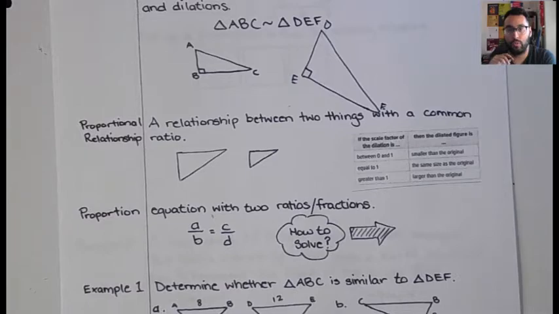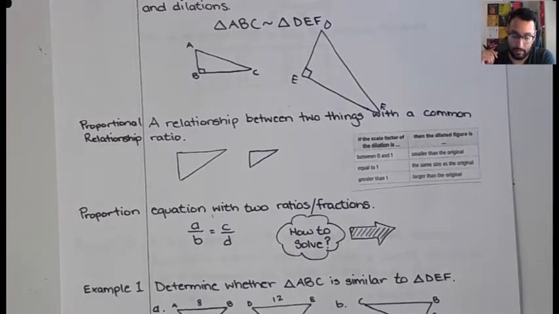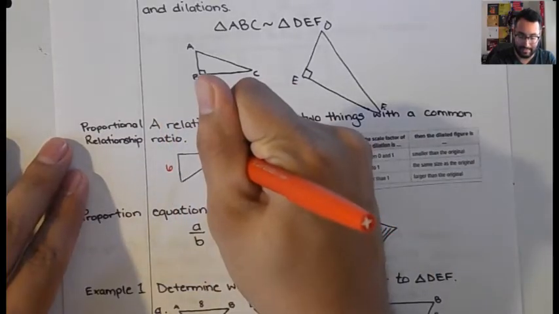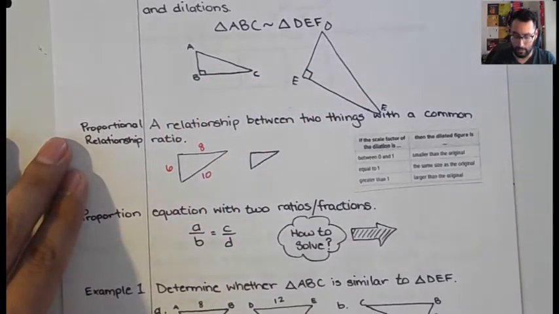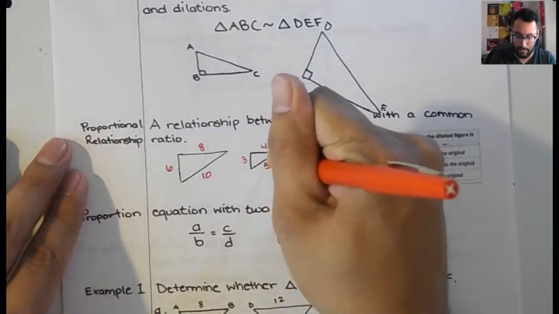So proportional relationship, and we've dealt with this for scale factor and dilations. It's a relationship between 2 things with a common ratio. Off to the sides of these 2 triangles, let's put the side lengths. The bigger one is 6, 8, and 10. And the smaller one is 3, 4, and 5.